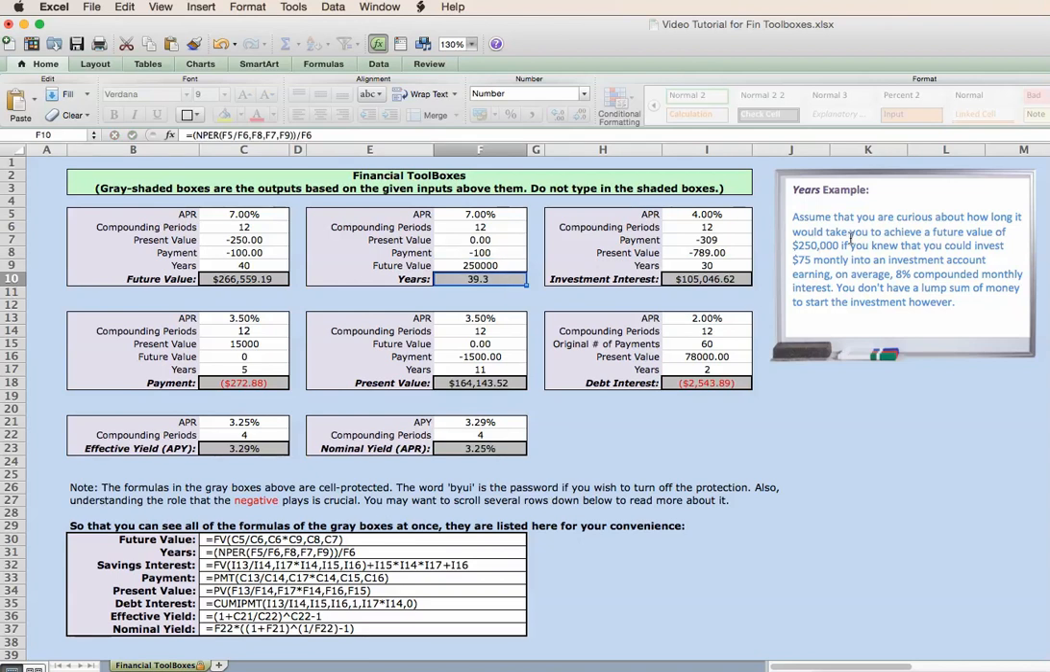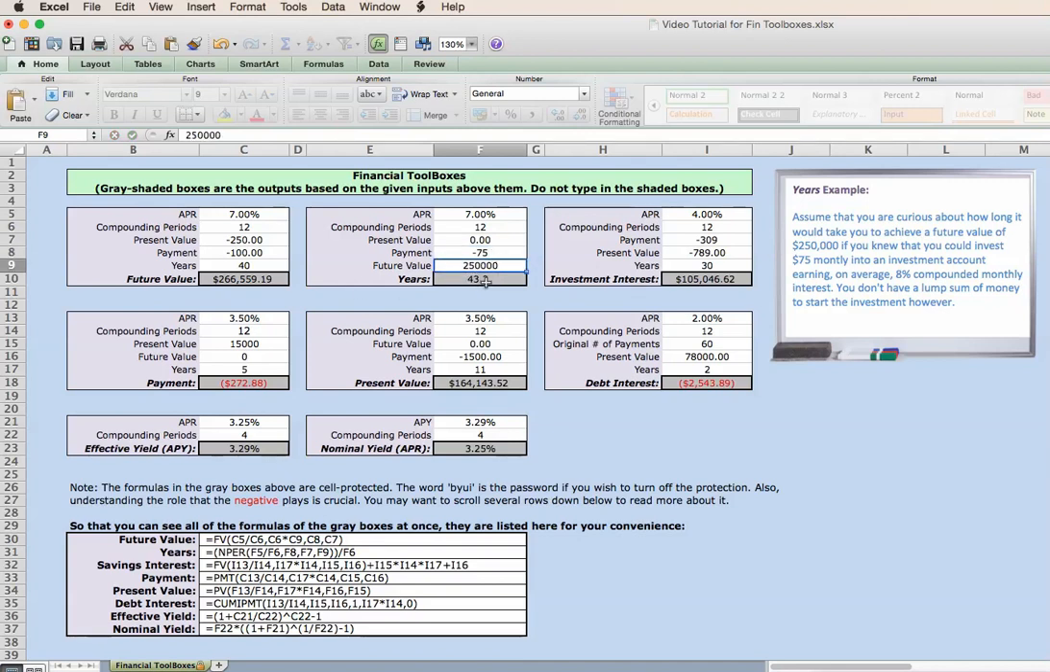All right, so $250,000 is the future value. If you knew you could invest $75 monthly into an investment account, that's going to basically be a payment. So I'm going to make that a payment of negative $75 because, again, it's outflow. It's money that we're sending out the door in the form of an investment, so I'll make it negative.